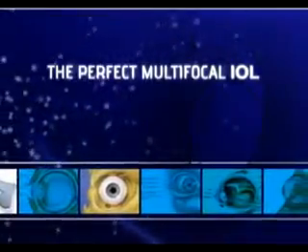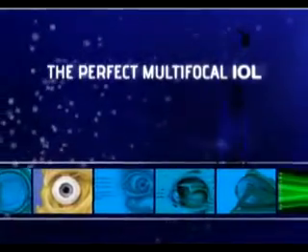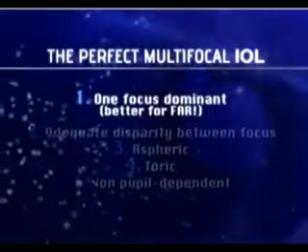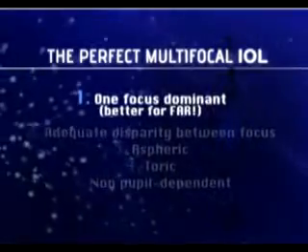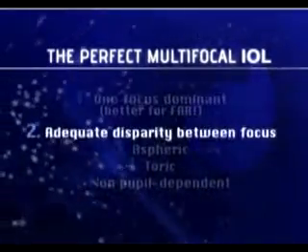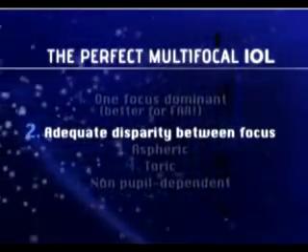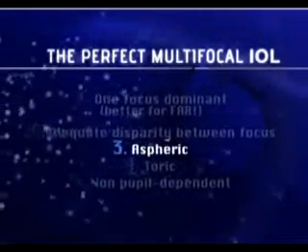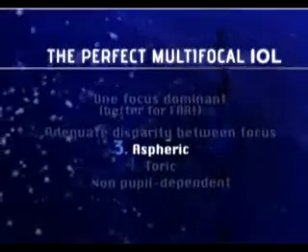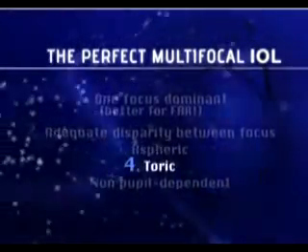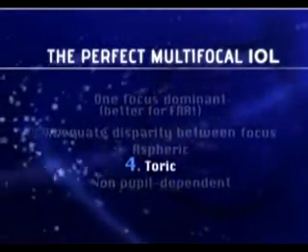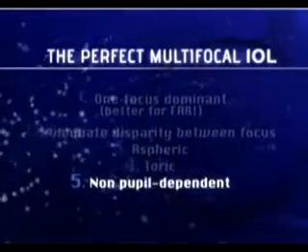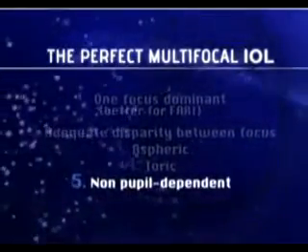The first things that we would like to define are the characteristics of the perfect multifocal intraocular lens. The perfect multifocal lens should have a focus which is dominant for far. It should avoid the overlapping of foci, providing the adequate disparity between foci. It should be aspheric in order to improve the optical performance. It should be toric to correct astigmatism and, if necessary, pupil independent to be able to function in different environmental light conditions.